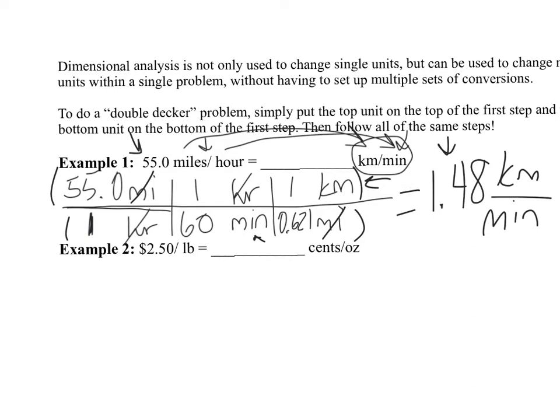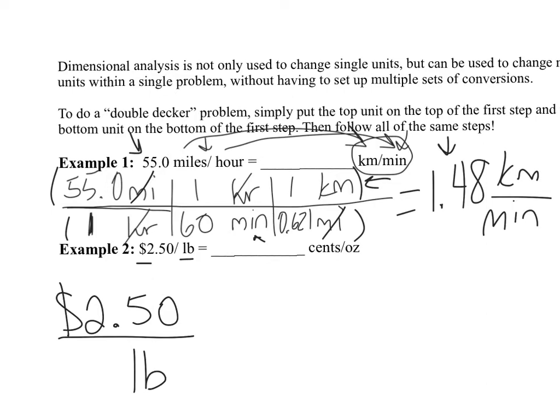Example number 2. $2.50 per pound, but I want to know what that is in cents per ounce. So step 1, think about what I have. I have money, I have dollars and pounds. So $2.50 over pounds. And again, you don't have to put a number down there, but if you really want to, it's just 1. That divide sign there is my middle line of my railroad tracks. And I want to convert that to cents per ounce.